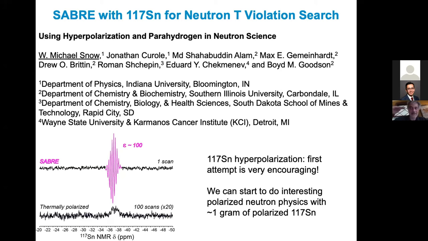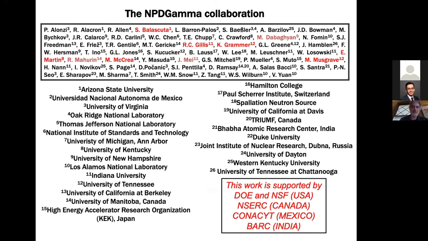So that's the end of the first part of my talk. The quick summary is that using polarized tin-117 nuclei, we can do a very sensitive search for time reversal violation that is very interesting for cosmology and particle physics. So now I'm going to jump to the second part of my talk, and that is more on the parahydrogen production mechanisms.